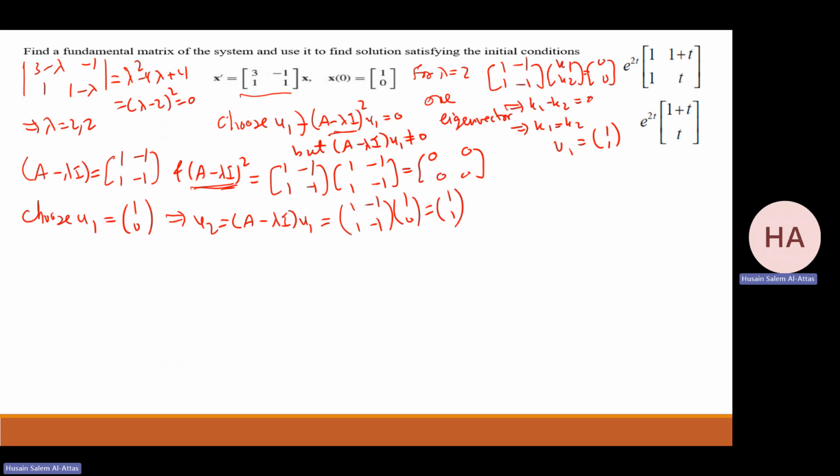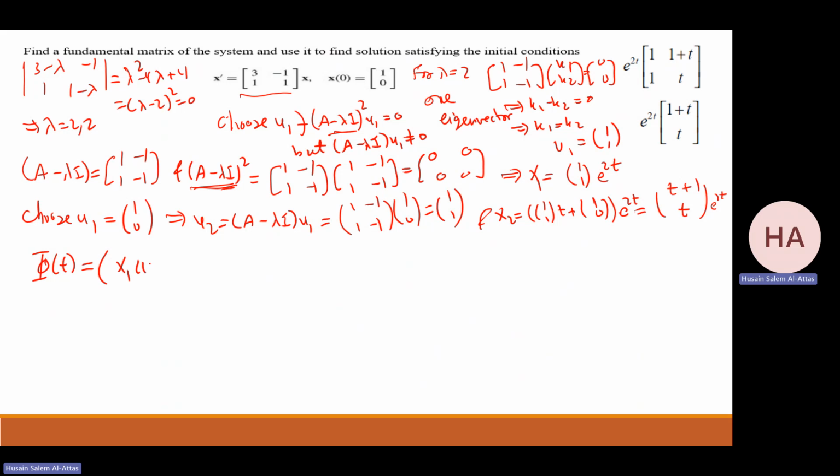Okay, so what will be my solution? I know from here that x1 will be 1, 1 times e to the power 2t, and x2 will be 1, 1 times t plus 1, 0 times e to the 2t, which is t plus 1, or 1 plus t times e to the 2t. So this is my solution.